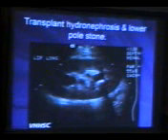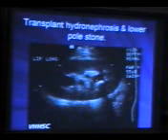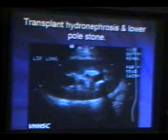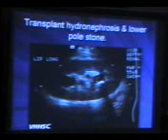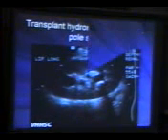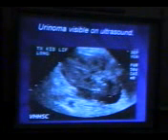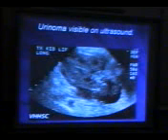This is transplant hydronephrosis following stone formation here also. You can see casting shadow and small hydronephrosis. This is urinoma, also visible on ultrasound following immediate complications.